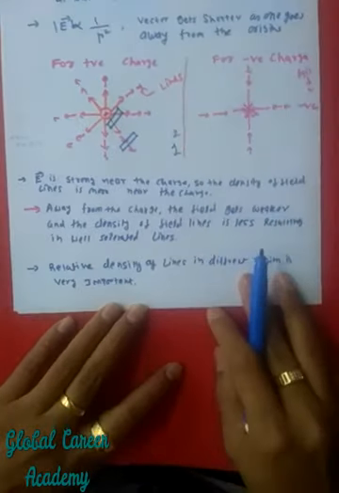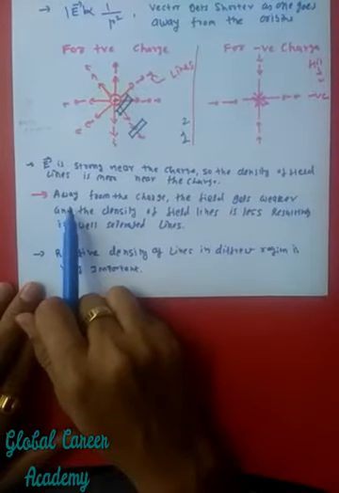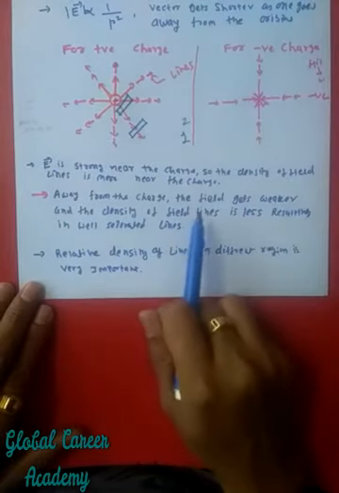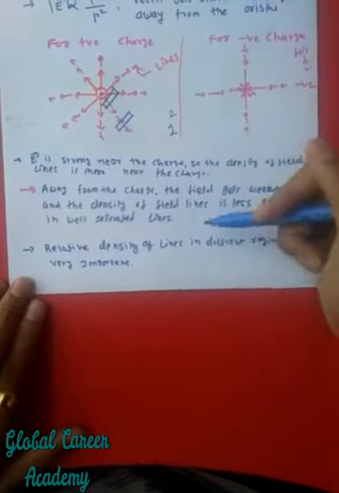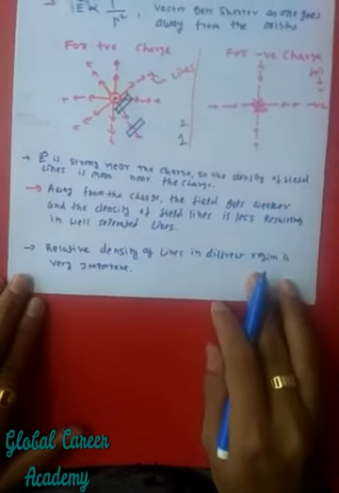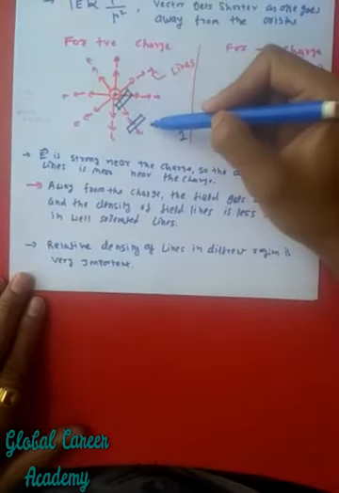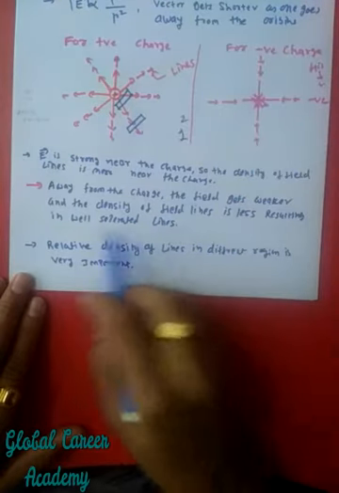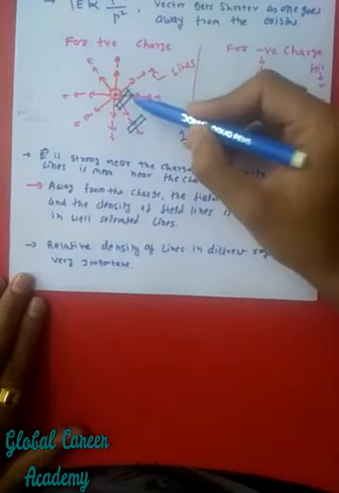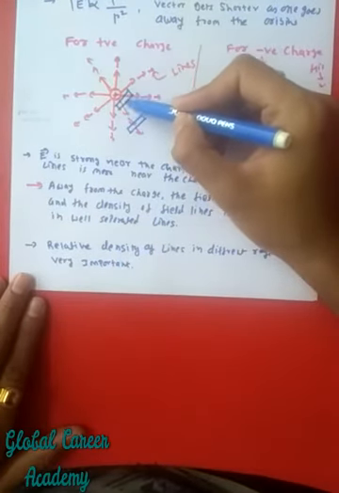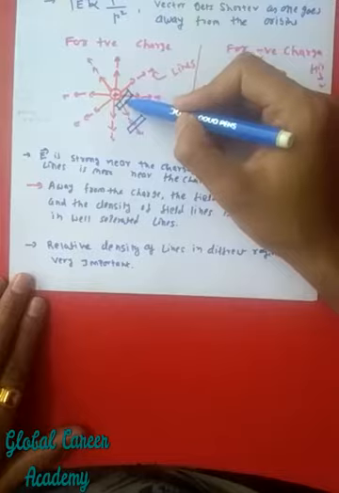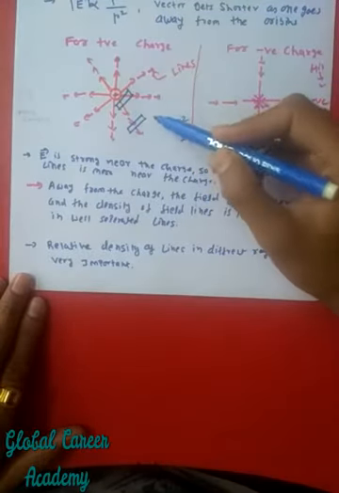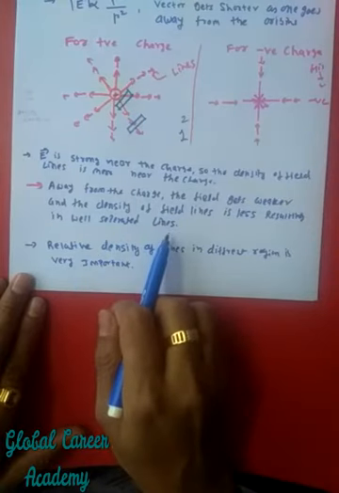Another important line is written: away from the charge the field gets weaker. Away from the charge the field gets weaker, and the density of field lines is less. यहाँ पे 2 थी, बाद में 1 हो गई. And it will result in well separated lines. You can see that here the distance between 2 lines is quite close, over here the distance between 2 lines is quite large, right? So they are well separated lines.